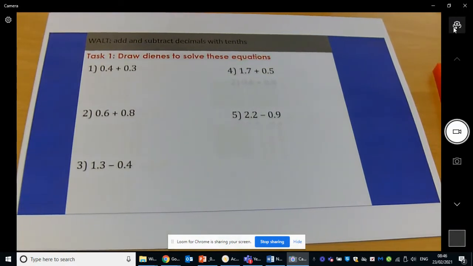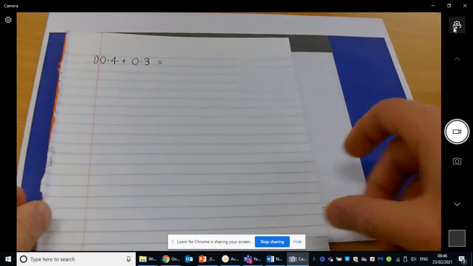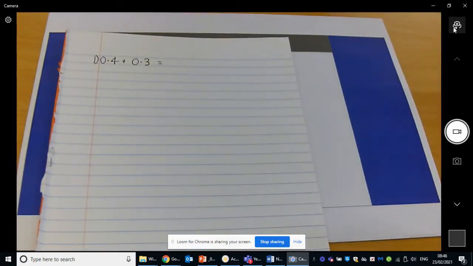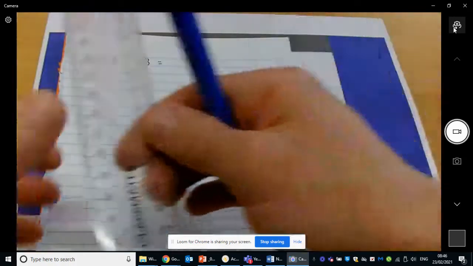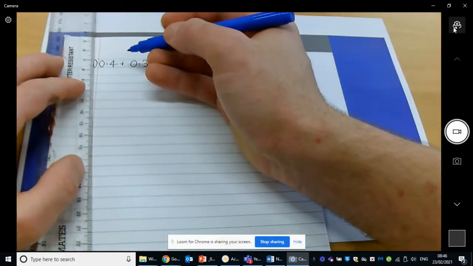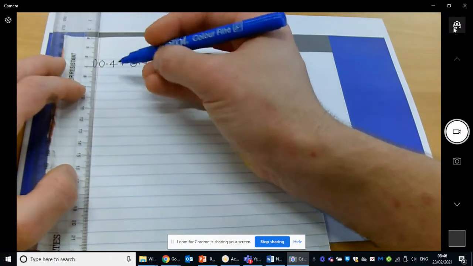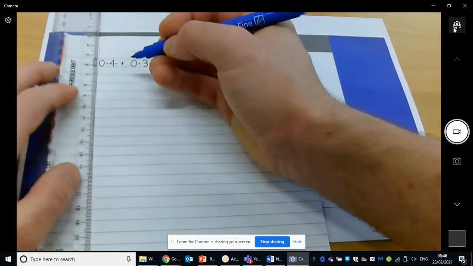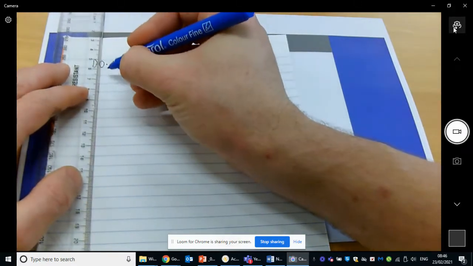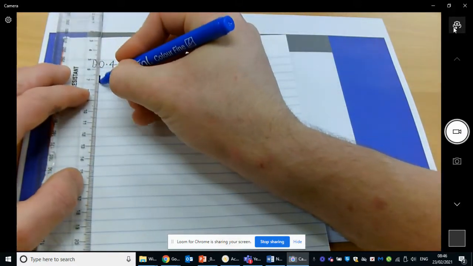So what I would like you to do is draw Deans to solve the following equations here. So I understand that you won't have Deans with you, so drawing them is absolutely fine. So the first question here is 0.4 plus 0.3, which I've got written out for me already. So what you need to do is, what would 0.4 be in Deans? Am I going to use any ones? No. I'm going to need how many tenths? I'm going to need 4 tenths, which are the long rods.